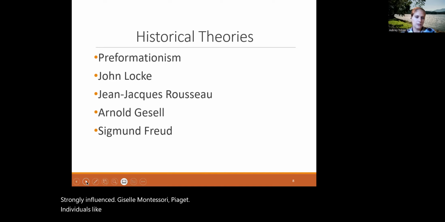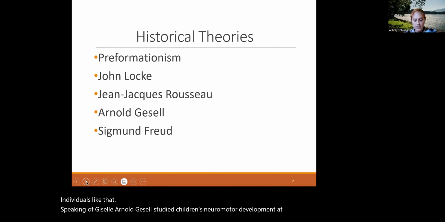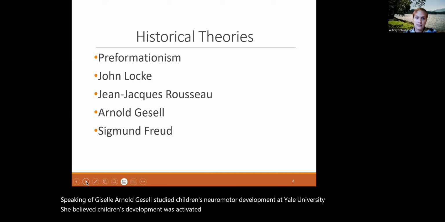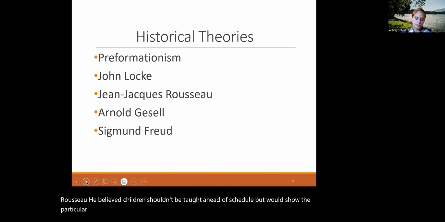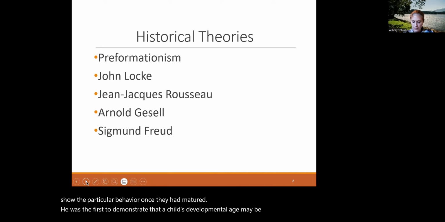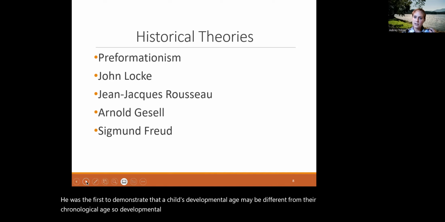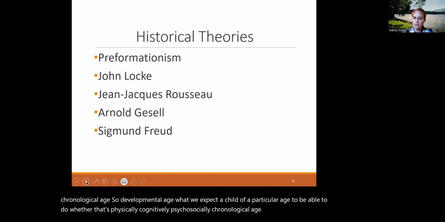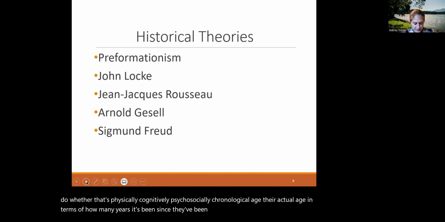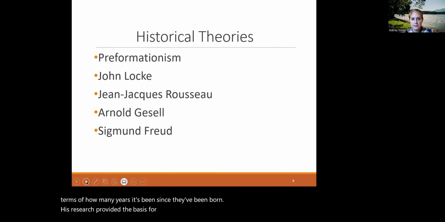individuals like that. Speaking of Gesell, Arnold Gesell studied children's neuromotor development at Yale University. He believed children's development was activated by genes and occurred in fixed sequences. Similar to Rousseau, he believed children shouldn't be taught ahead of schedule, but would show the particular behavior once they had matured. He was the first to demonstrate that a child's developmental age may be different from their chronological age. So developmental age, what we expect a child of a particular age to be able to do, whether that's physically, cognitively, psychosocially; chronological age, their actual age in terms of how many years it's been since they were born. His research provided the basis for later developmental assessment.